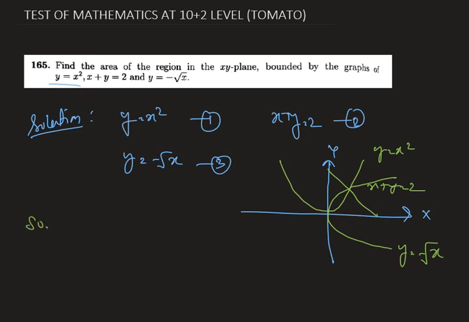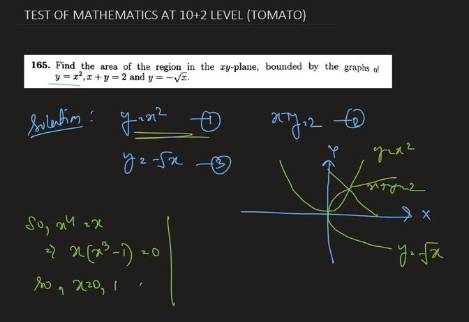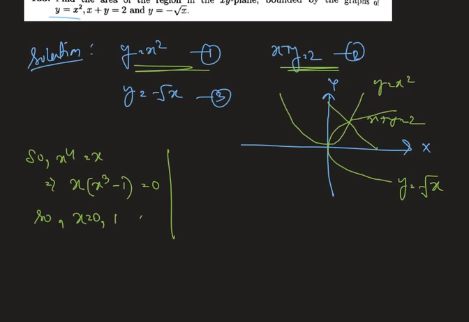So x to the power 4 is equal to x, and this implies that x multiplied by x cube minus 1 is equal to 0. So x is equal to 0 or 1, and these results we find from these first two curves.